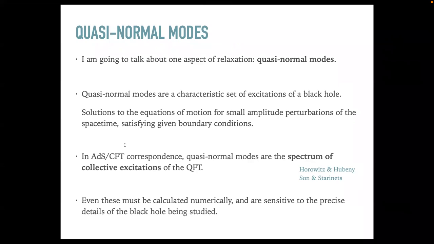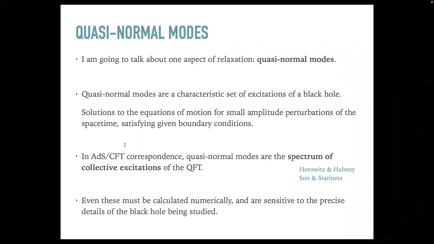Okay. So I'm going to talk about one relatively simple aspect of this relaxation to equilibrium, and that's what are called quasi-normal modes. So quasi-normal modes of a black hole are just a characteristic set of excitations of the spacetime. More specifically, these are solutions to the equations of motion for small amplitude perturbations around a black hole spacetime that satisfy some given boundary conditions. So the simplification here that I'm going to be making is always looking at small amplitude perturbations around some black hole.